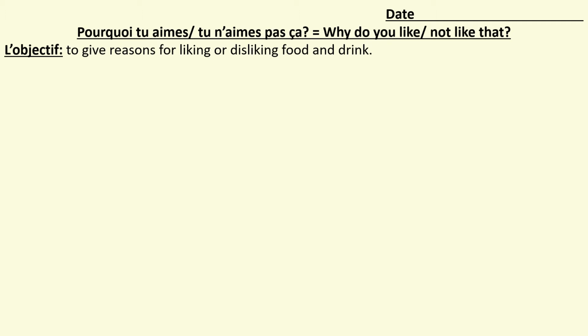And then on the third line, starting next to your margin, write down the objective, l'objectif, to give reasons for liking or disliking food and drink. Pause to do that now. Press play when you're ready to do the do now.